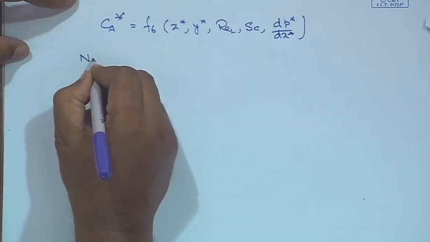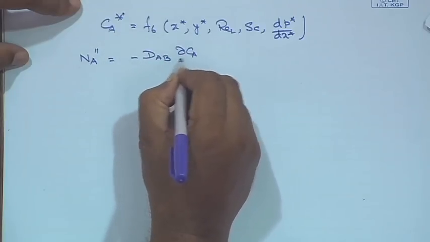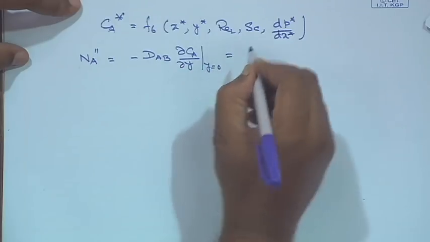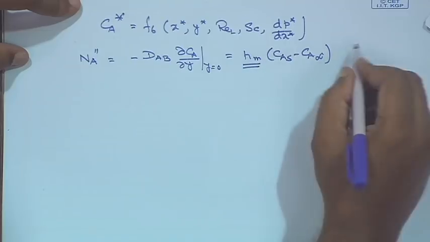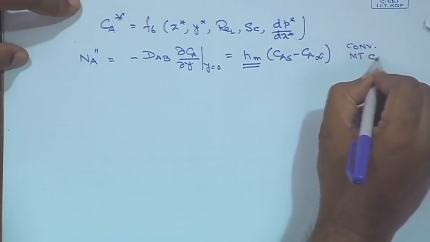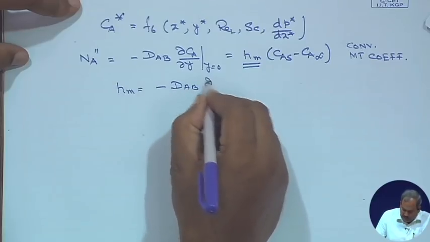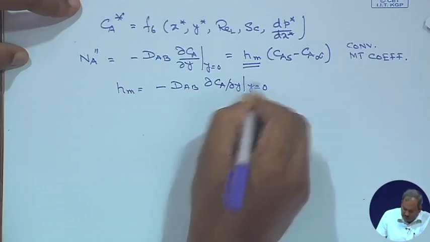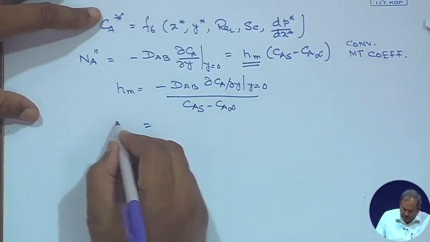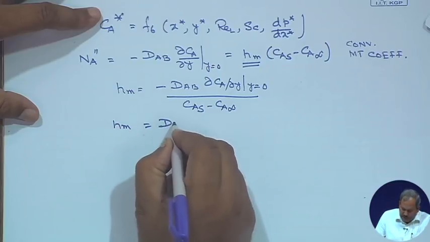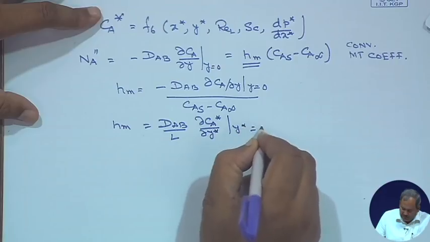I am not spending any more time, and we are more interested in finding out the mass flux, which is minus DAB del CA del y at y equal to 0. The same way as in convective heat transfer, it would be Hm times CAs minus CA infinity, where Hm is the convective mass transfer coefficient. So, your definition of Hm would be minus DAB del CA del y at y equals 0 divided by CAs minus CA infinity. When you non-dimensionalize this, Hm would be DAB by L times del CA star by del y star at y star equals 0, and you bring this to the other side.